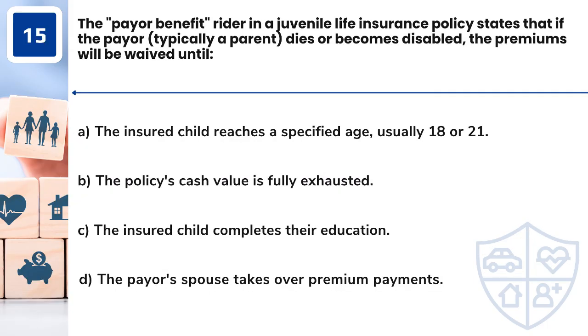Question 15. The payor benefit rider in a juvenile life insurance policy states that if the payor, typically a parent, dies or becomes disabled, the premiums will be waived until A. The insured child reaches a specified age, usually 18 or 21. B. The policy's cash value is fully exhausted. C. The insured child completes their education. D. The payor's spouse takes over premium payments.